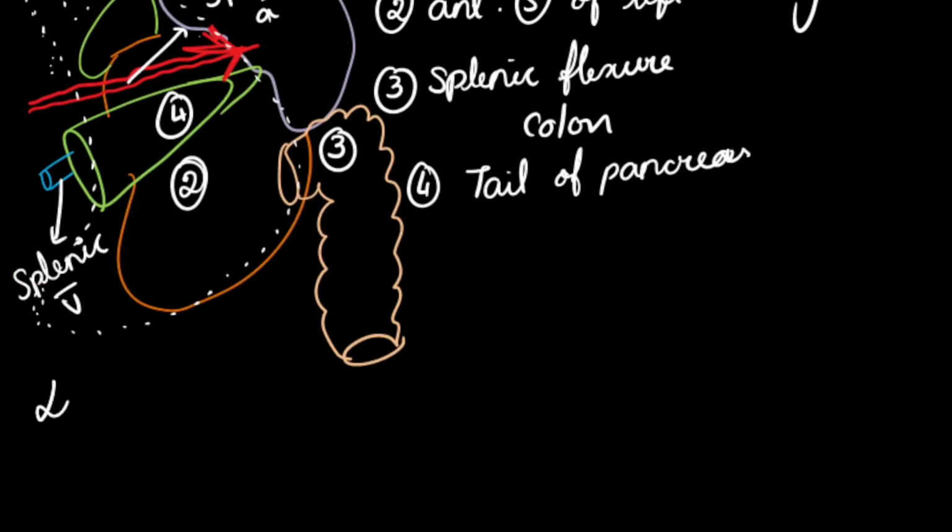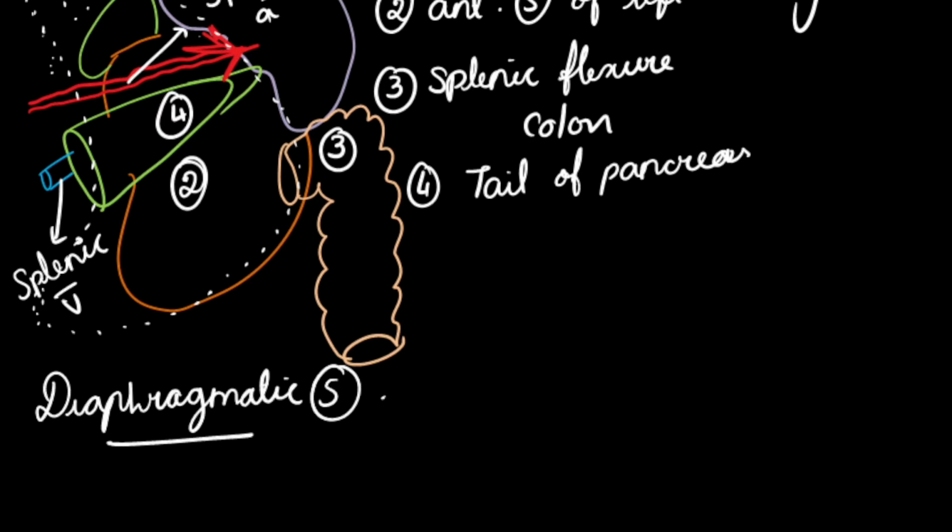And in case of diaphragmatic surface, we all know outside the spleen is related to the lung and also the ribs extending from 9 to 11 and mainly left side.